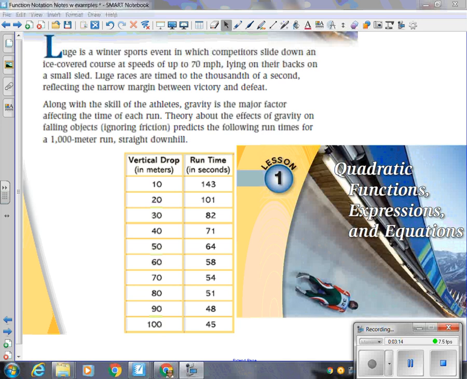So what happens is a 10-meter vertical drop could be run in 143 seconds. Okay? A 10-meter vertical drop is basically like 10 yards. That's not a huge vertical drop, so it's obviously going to take a long time if he's twisting and turning through a very slight drop. What if he drops 90 meters? He can do it a lot faster, in 48 seconds.